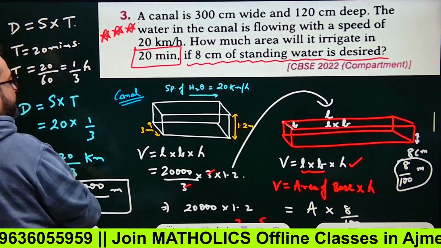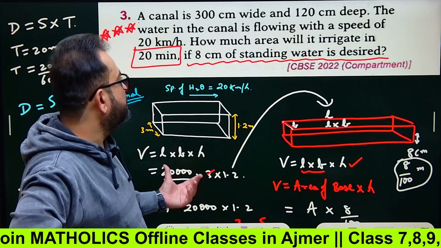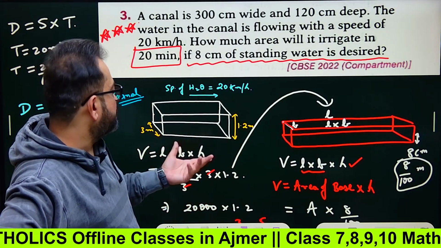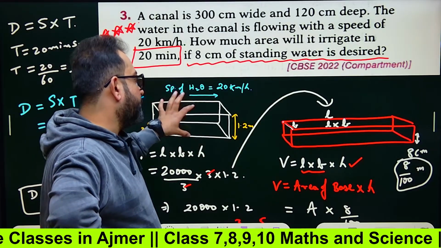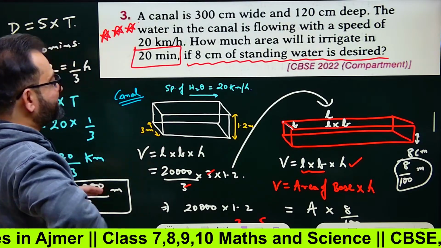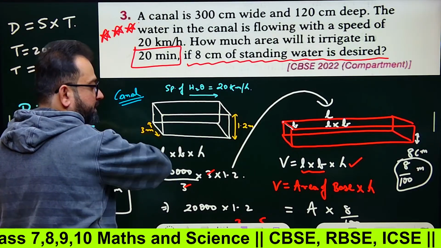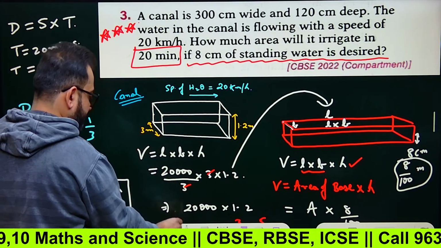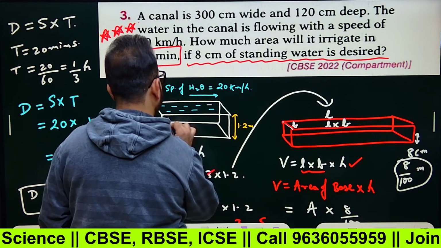Okay, here's the speed. So, volume is LBH, first thing. So, what is length? Length, I'm not given. This cuboid I can find out. See, this canal is 300 meter wide and 1.2 meter in height. And inside this canal, there is water.